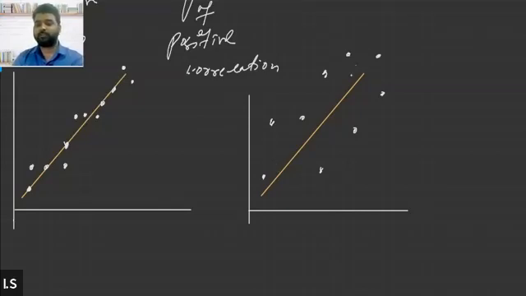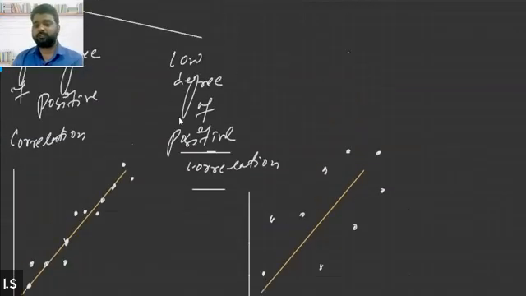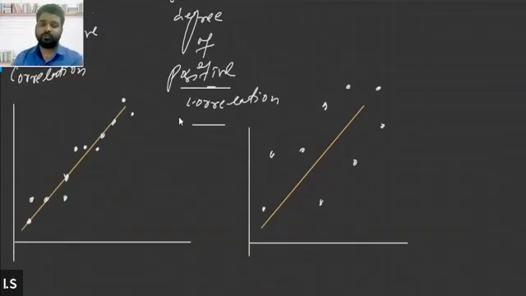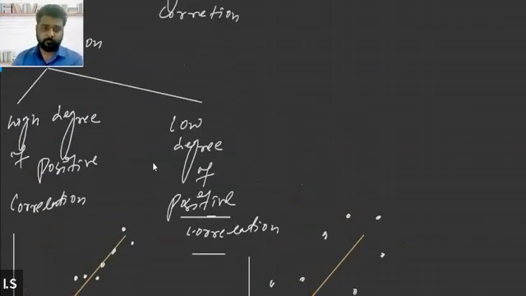Since the dots are going upward, it is a positive correlation between the variables, but these dots are not falling near the straight line. That means there is a low degree of correlation. Are you able to differentiate between the high degree and the low degree of correlation, Alexander? Yes, sir. And you also understood the perfect positive correlation.